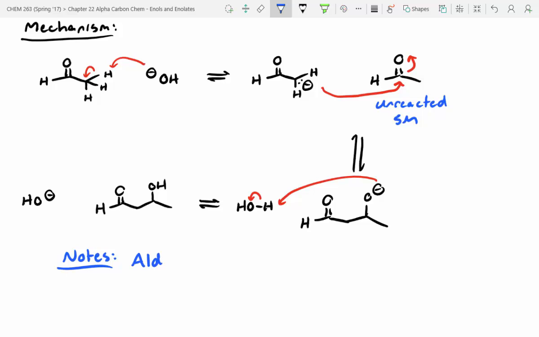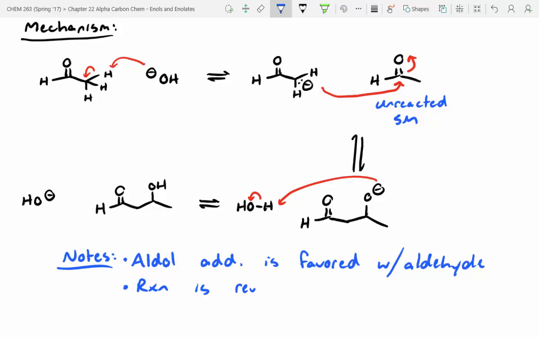So aldol addition is favored with aldehydes. And that's simply because ketones are a lot less electrophilic. And then the reaction is reversible. There's a lot of different things that can favor formation of product, and we'll talk more about that later. But in general, you can consider this aldol addition to be a highly reversible reaction. Yep?